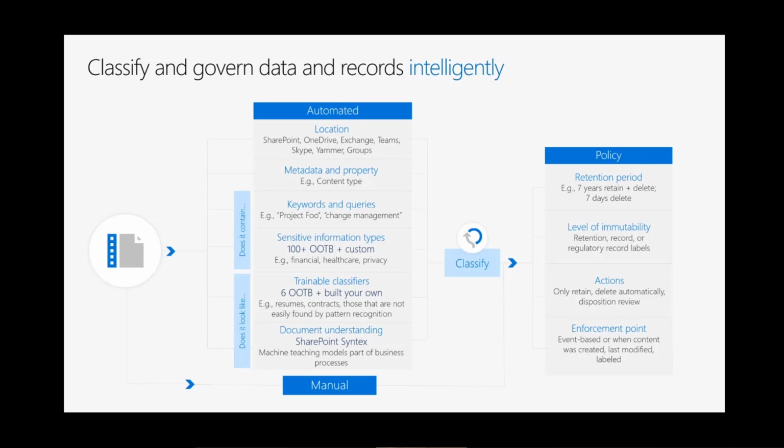primarily based on location. So I want to deploy these labels to OneDrive. Or I want to deploy these labels to these 10 SharePoint sites. I want to deploy these labels for files that match this query. I want to deploy these labels for files, or for emails, that have personal information. So that kind of goes from basic into automatic.